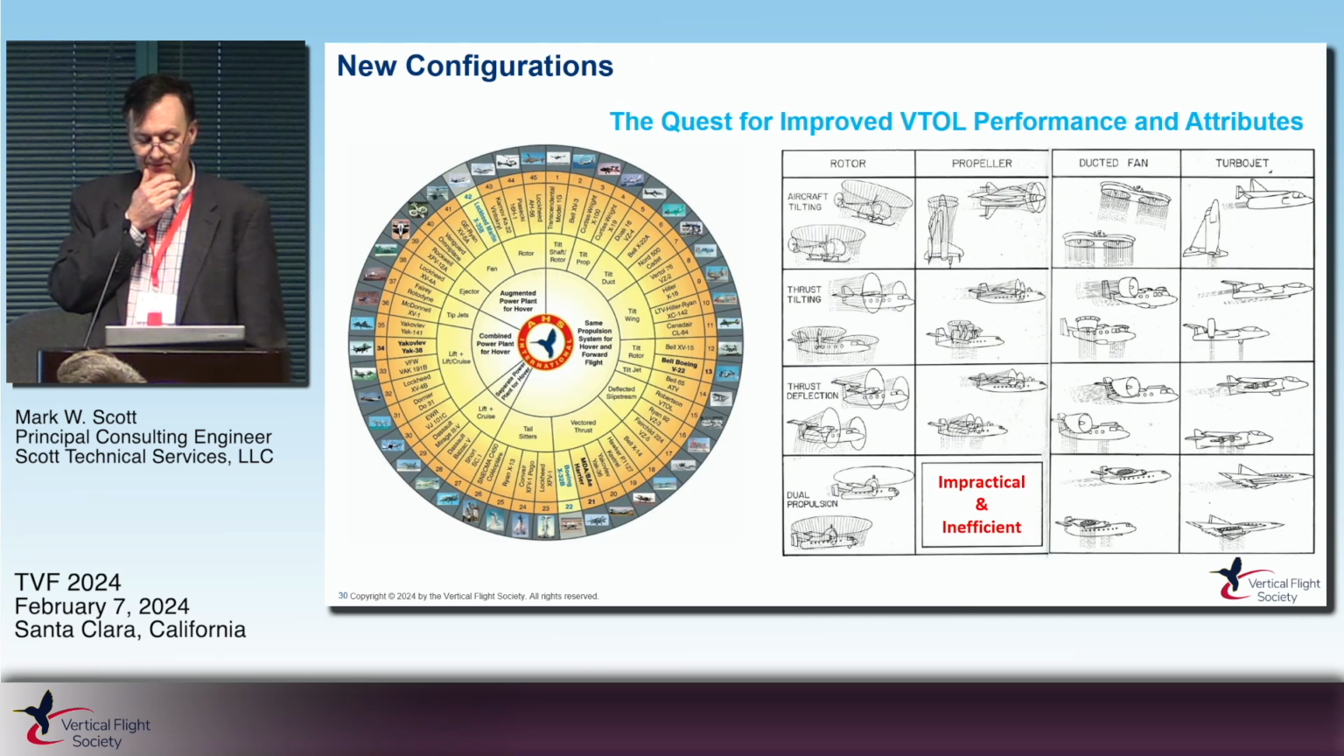Well, the quest for improved VTOL performance and attributes, right? So there's the infamous wheel of misfortune. Most of those aircraft didn't make it to production. Another way of looking at it is on the right, where there's a matrix where you have everything from rotors to turbojet, and what is your tilting to get the forward thrust or adding to the forward thrust. Well, everything we've done is in the shaded area that's not helicopter. It's all in the quest for improved performance and attributes.